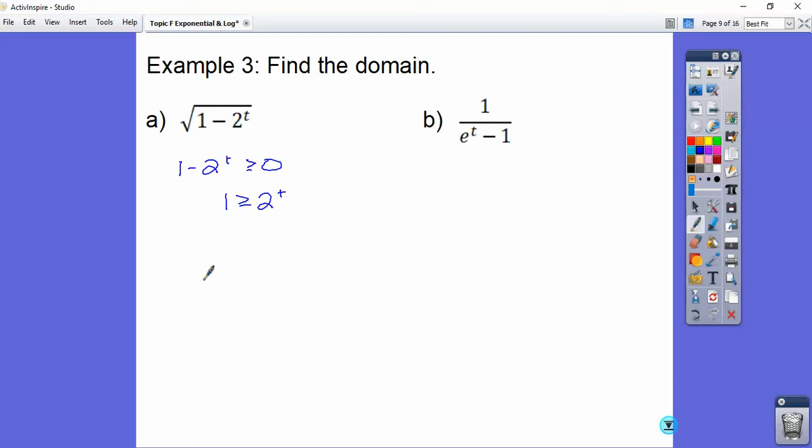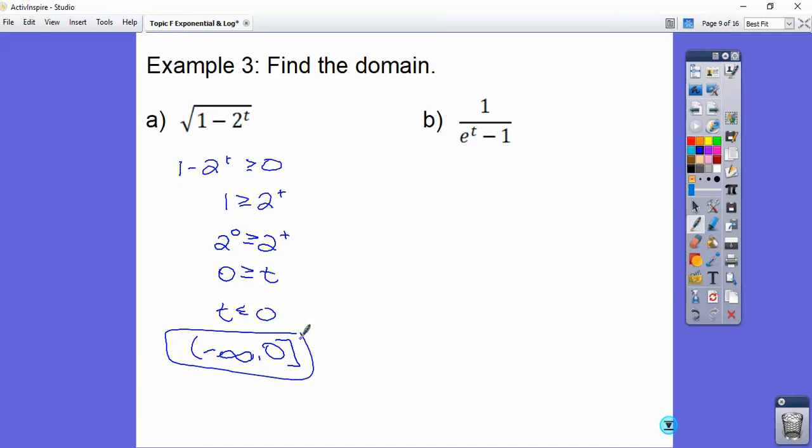Okay, let me ask you a question. T to what power equals 1? 0. So you could rewrite this 1. It's just like saying 2 to the 0. We drop those bases, saying 0 is greater than or equal to t. Or that means t is less than or equal to 0. So our domain would be negative infinity to 0.